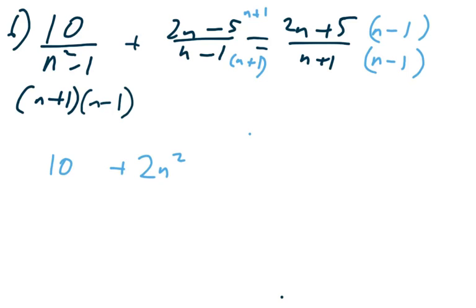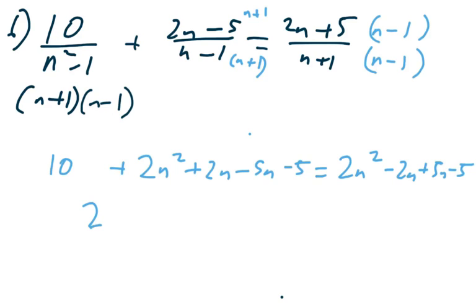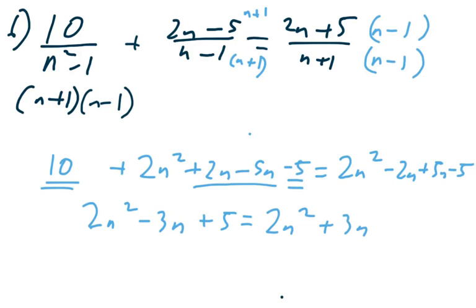I get 2n squared plus 2n minus 5n minus 5 equals, when I follow the other side, 2n squared minus 2n plus 5n minus 5. And when we put this together, we get 2n squared, 2n minus 5n is negative 3n, 10 minus 5 is plus 5, equals 2n squared plus 3n minus 5.